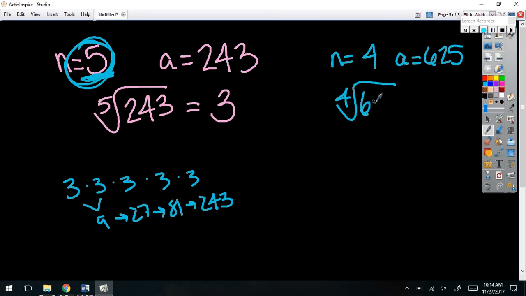This is the fourth root of 625. What did you guys get? Plus or minus 5. I do need a plus or minus since it is an even root. All right, moving forward.